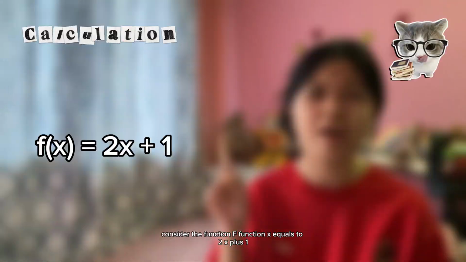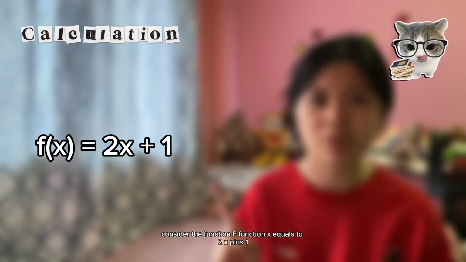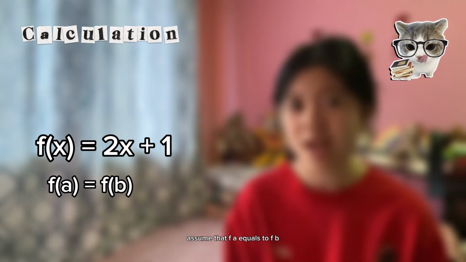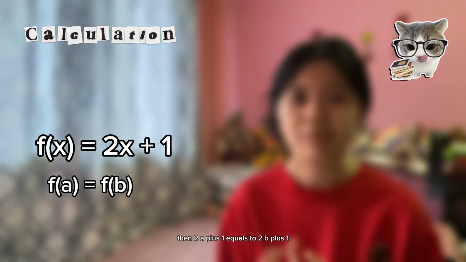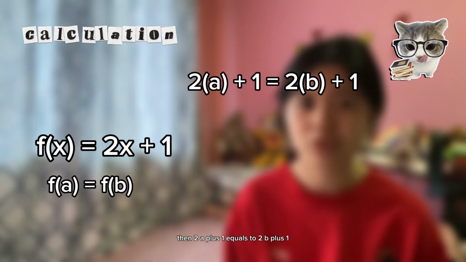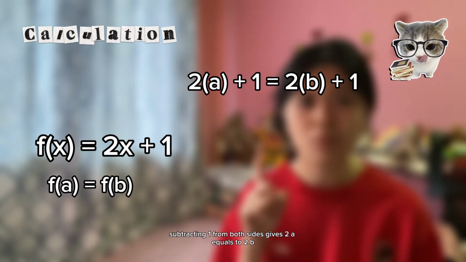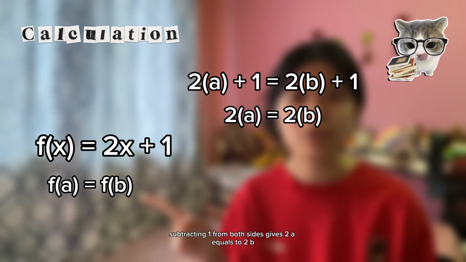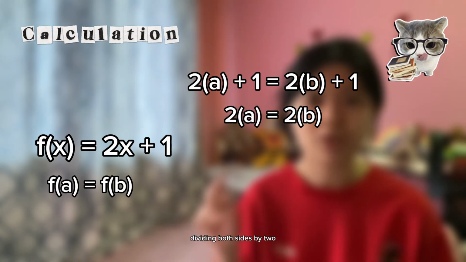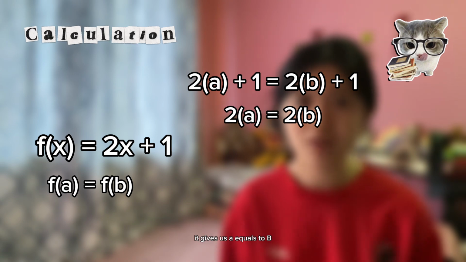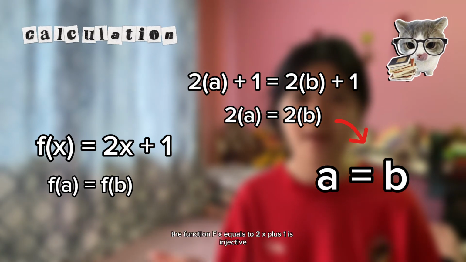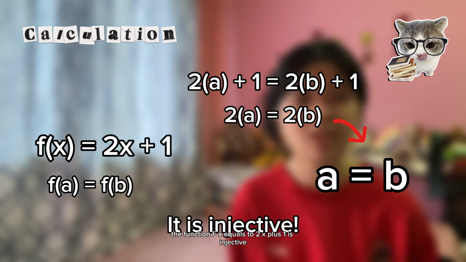Consider the function f(x) equals 2x plus 1. Assume that f(a) equals f(b), then 2a plus 1 equals 2b plus 1. Subtracting 1 from both sides gives 2a equals 2b. Dividing both sides by 2 gives us a equals b. Hence, the function f(x) equals 2x plus 1 is injective.